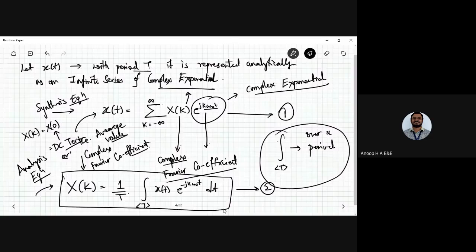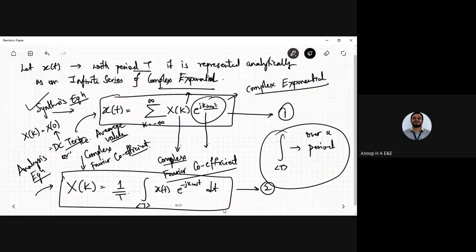Please remember the equations I've written here. This is x of t, which is called the synthesis equation, and this one is called the analysis equation, that is X of k. Once you have the k value equal to 0, it is called the DC term, or the average value of the waveform. So this X of k is called the complex Fourier coefficients.